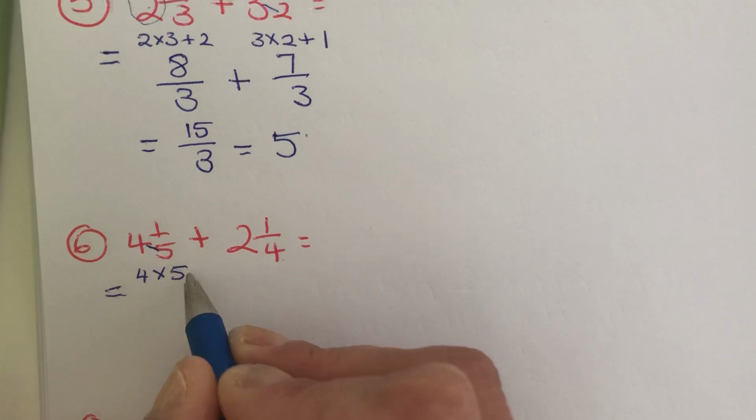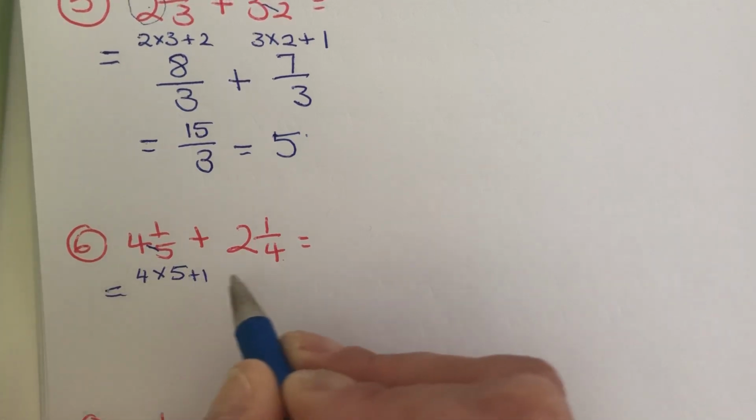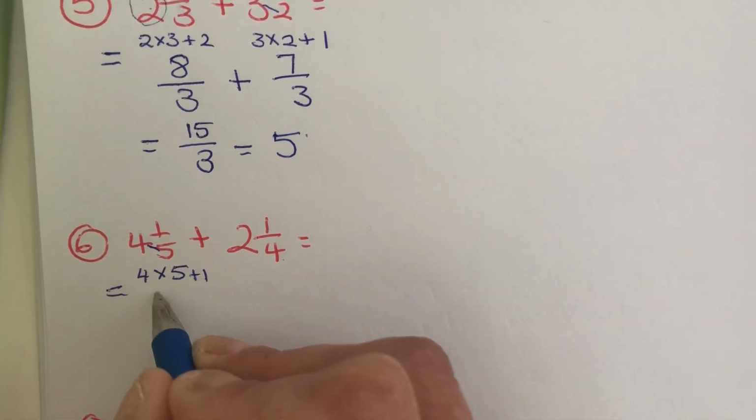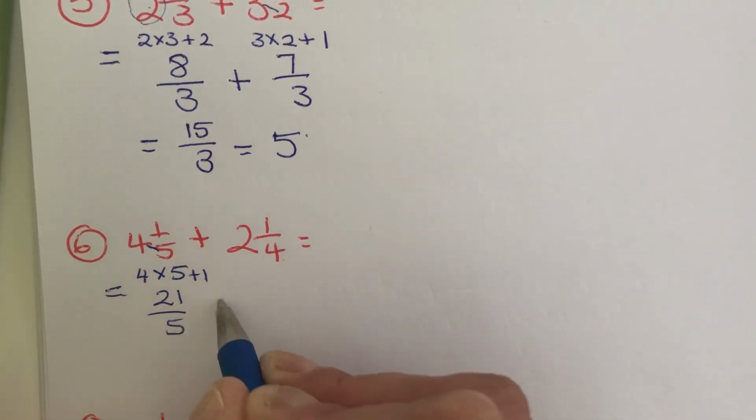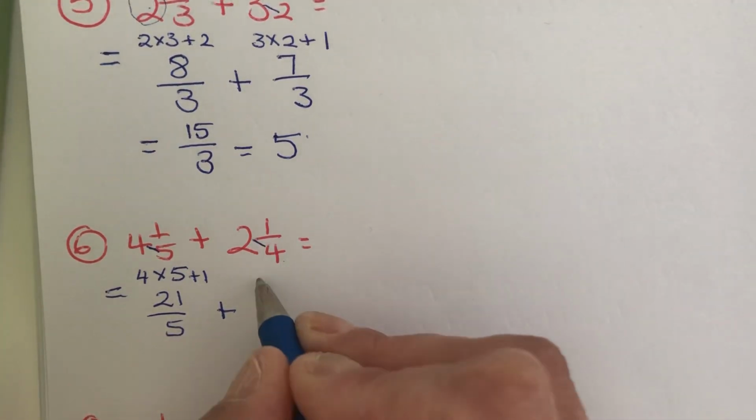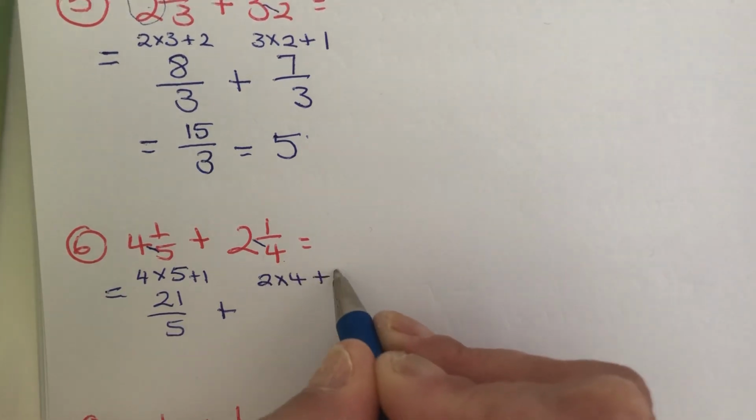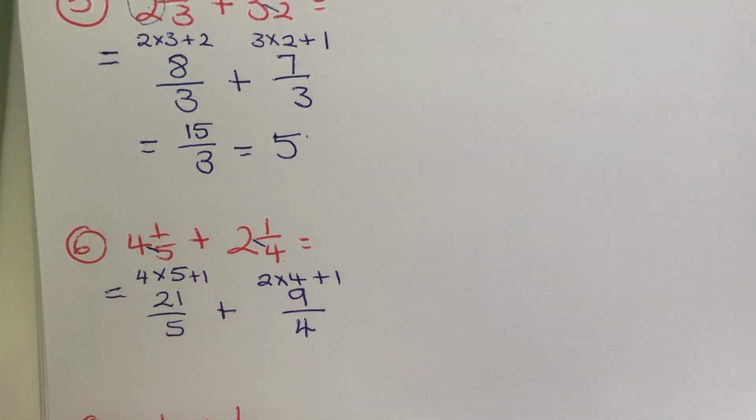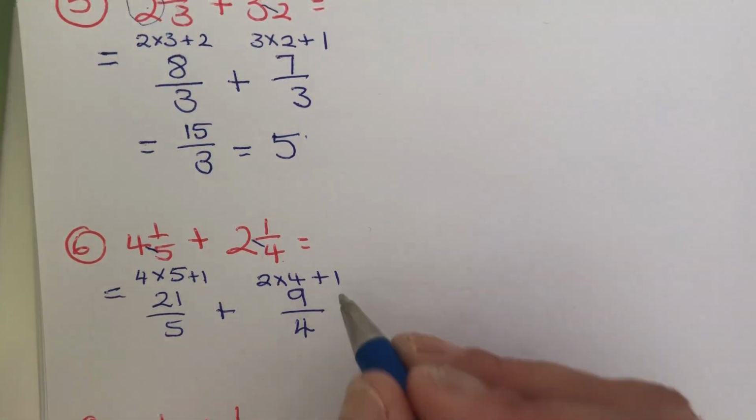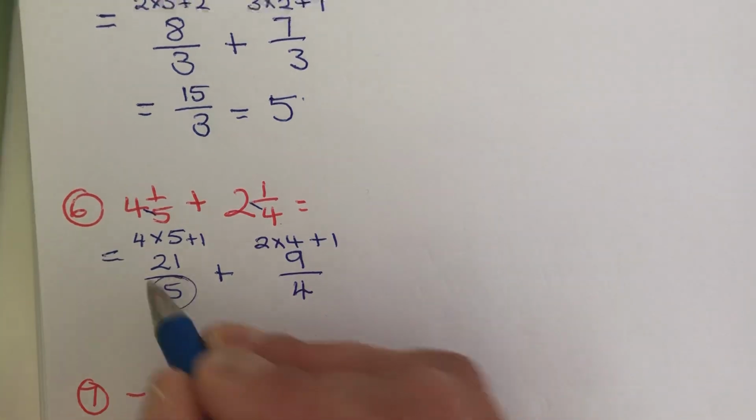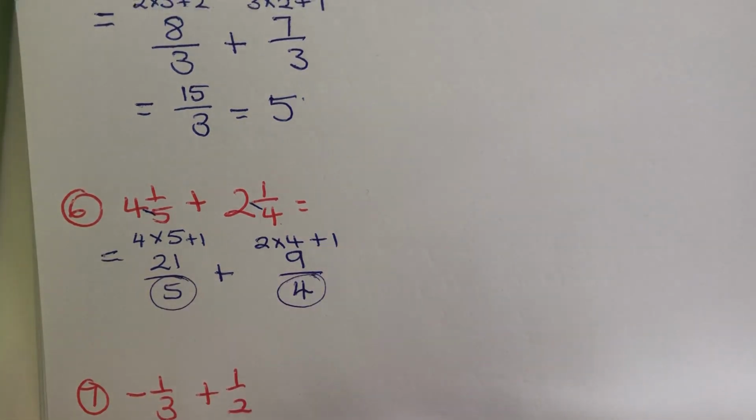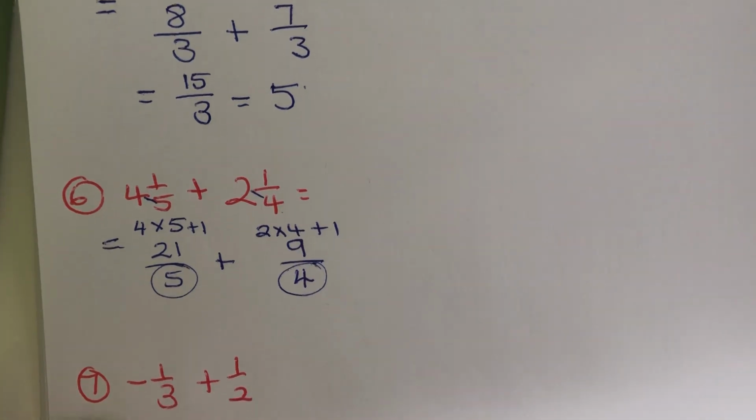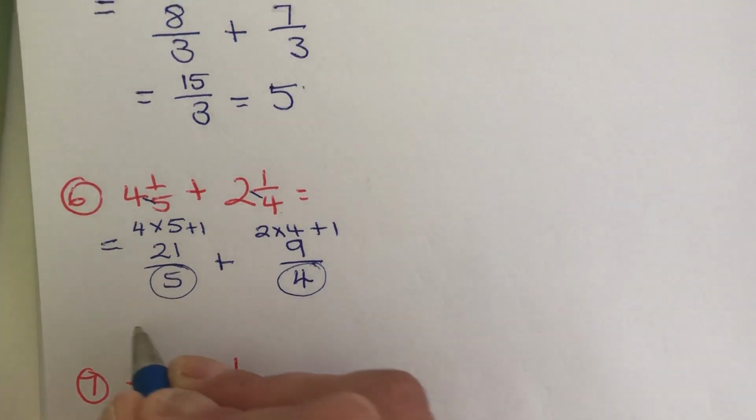We go 4 times 5 and we add 1. So that's 21 over 5. Plus, and over here, 2 times 4 plus 1 is 8 plus 1 is 9 divided by 4. So now we are back to the question before where we need to get these the same. So each time you're building on what you know. So you must do them in order, these questions, otherwise you won't know how to do the later ones.